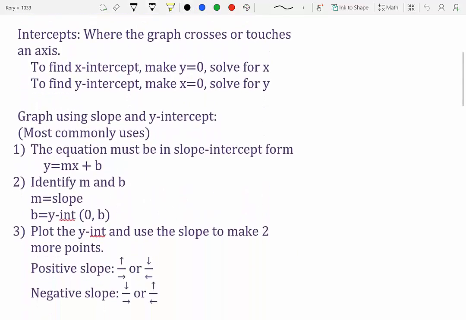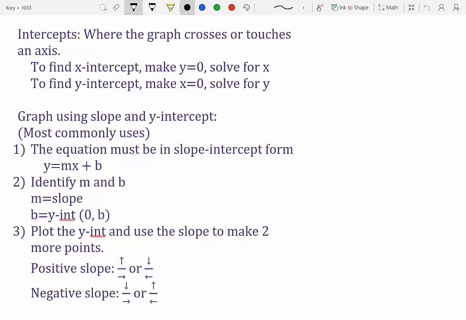So intercepts are where the graph crosses or touches an axis. To find the x-intercept, you make y equals 0 and solve for x. And to find the y-intercept, you make x equals 0 and solve for y. So whatever you're trying to find, the opposite is 0.